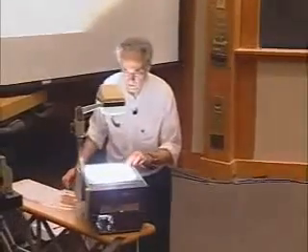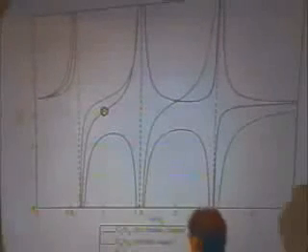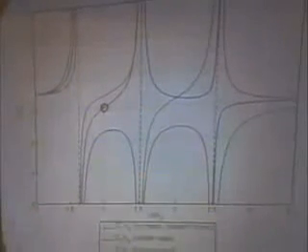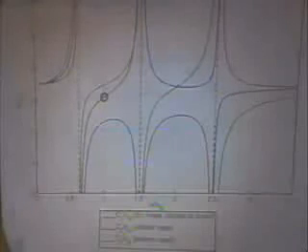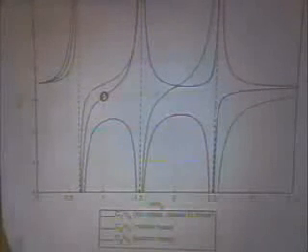So here it comes. There it is. Horizontally, we plot again omega divided by omega 0, where omega 0 is the square root of g over L, the resonance frequency of a single pendulum.